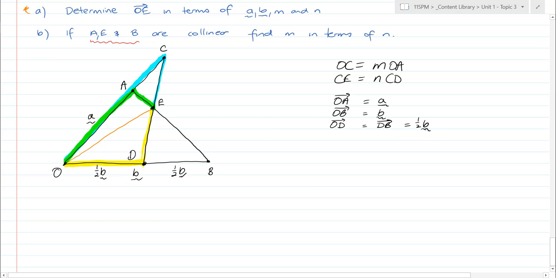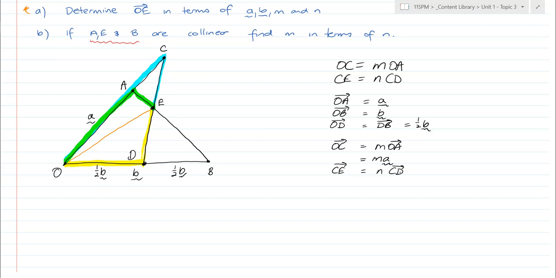So there's a couple of things for me. I know that OC, I've already written this above, but I'll write it again. OC equals M of OA, M times OA. And so that means that it equals M times vector A. That might be important as well. I also know that CE is equal to N of CD. And actually, I know more about CE than I do about DE. So I think I'm actually probably going to go the blue line because I know that extra stuff about it.